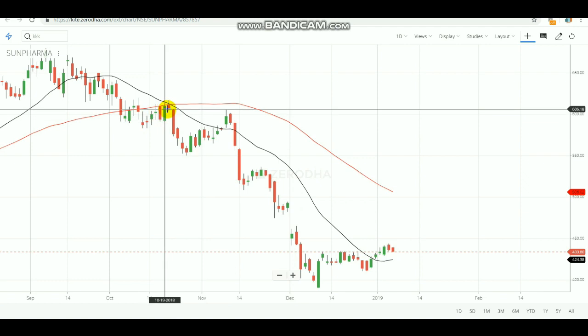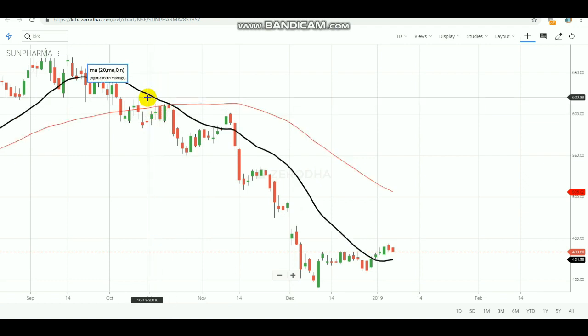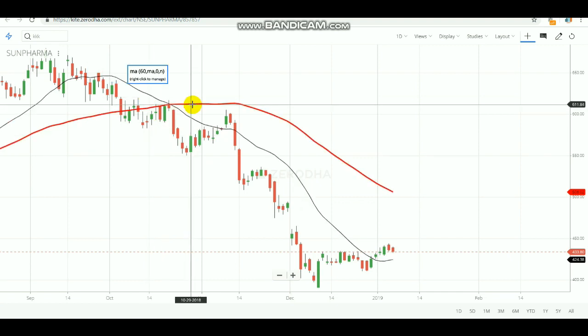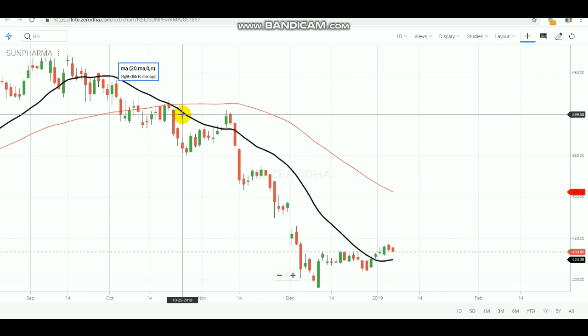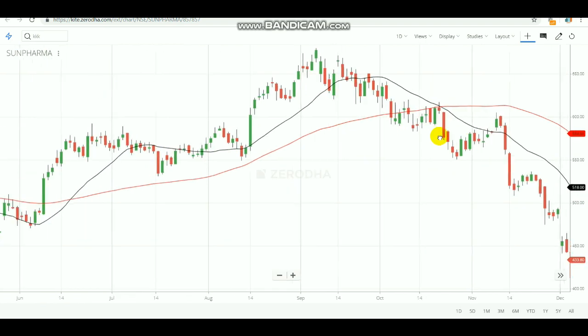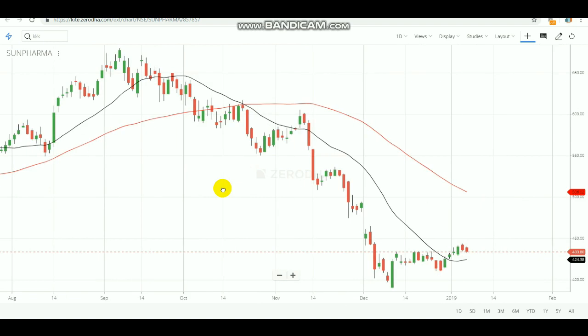Okay, this red one is the 60 moving average, this black one is the 20 moving average. And if the red one is above, that means if it crosses over above the black one, the market is in downtrend. At the same time, if the black one is above the red one, the market is in uptrend. Okay, let's see how it works.